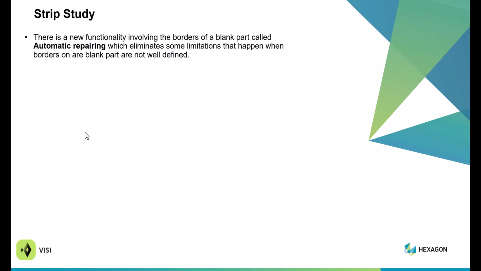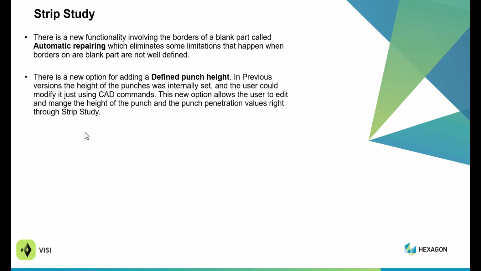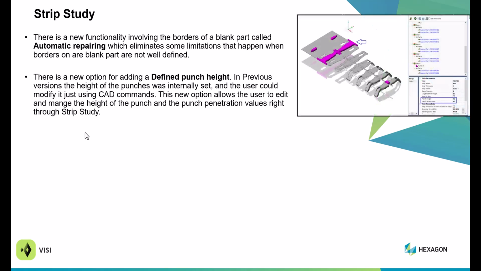So now we're going to get into what's new with the strip study. There is a new function that involves the blanking part called automatic repairing, which eliminates some of the limitations that could happen when it comes to borders within a blank part, which are not well defined. In this version, we have the ability to do a defined punch height as well. In previous versions, the height was internally set, and the user could modify it using CAD commands. This new selection allows the user to edit and better manage the height of the punch and the punch penetration values right through strip study.